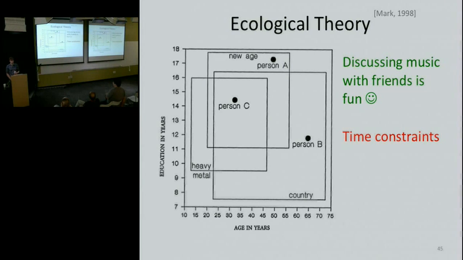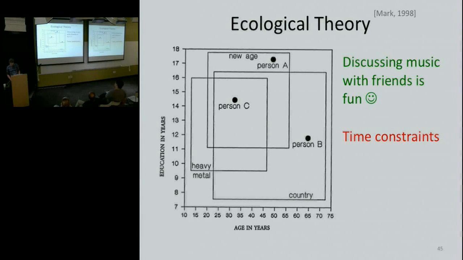What he observed is that individuals have time constraints. You can't listen to all the music or talk to everybody about your particular music and seek them out. He realized that music moves along demographic lines in a pretty interesting way. On that chart on the left, the x-axis is people's age, and the y-axis is people's education level.